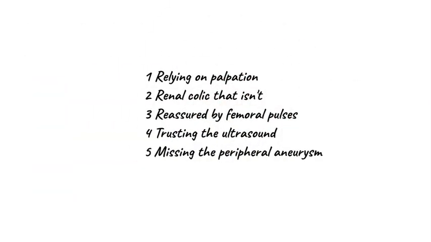So there you have 5 common traps with abdominal aortic aneurysms: relying on palpation to exclude it, the renal colic patient that isn't, being reassured by femoral pulses, trusting the ultrasound to rule out a rupture, and missing the peripheral aneurysm.